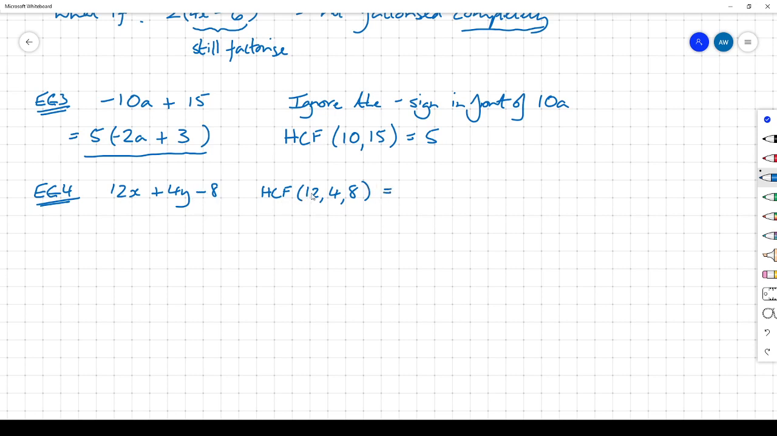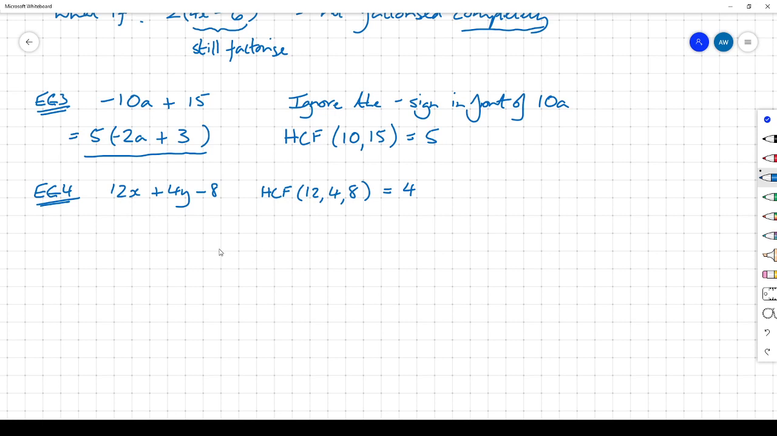What's the highest factor of 12, 4 and 8? Of course it is 4. 4 goes into 4, that's the highest factor of 4, but it also goes into 8 and it also goes into 12. Okay, and there's a strategy there. Look at the smallest number you have, find the highest factor for that and see if it is a factor of the other two. If it is a factor of the other two, well, that has to be the highest factor because nothing higher than 4 divides into the smallest number there, 4.